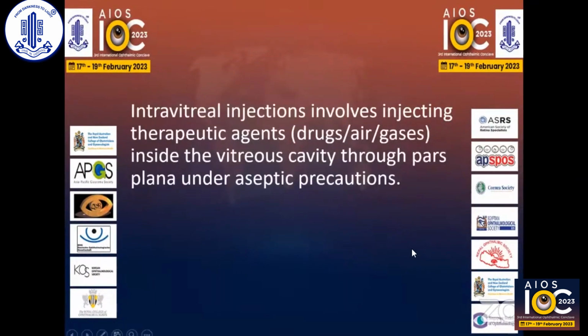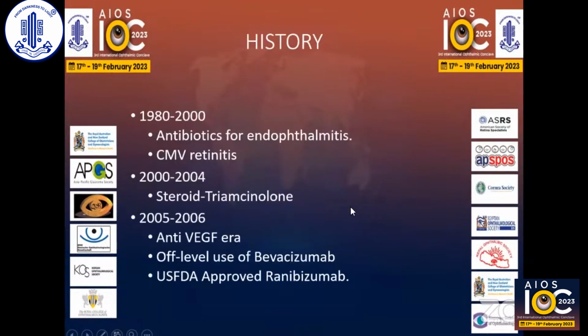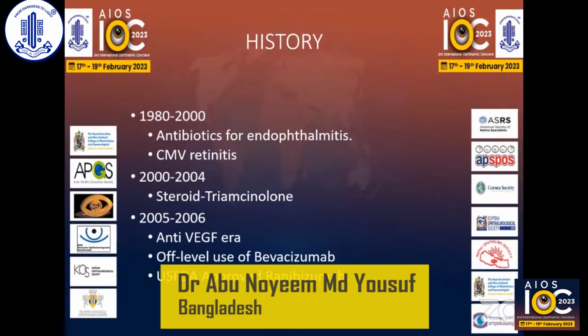So my topic, the intravitreal injections. These are therapeutic agents given inside the vitreous cavity through the pars plana with aseptic precautions. History of intravitreal injections: in 1980 to 2000, antibiotics for endophthalmitis were used, and also for CMV retinitis. In 2002 to 2004, the steroid triamcinolone was used, and in 2005 to 2006, the anti-VEGF era begins.